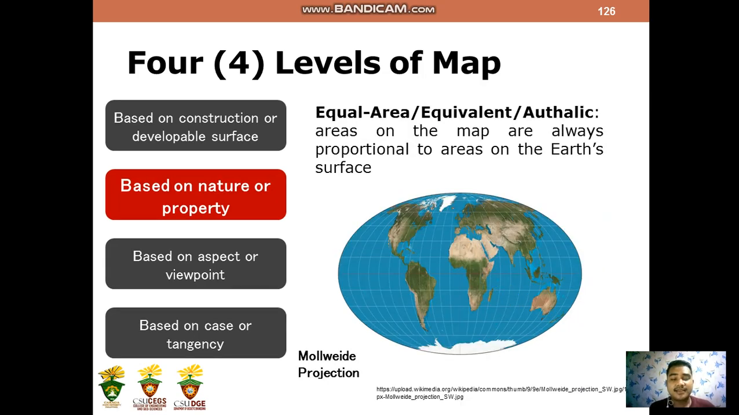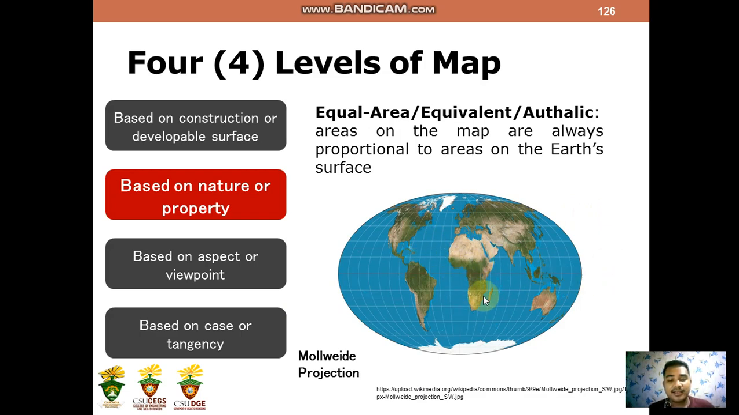Next property is the equal area or equivalent, or what we call orthalic. Areas on the map are always proportional to areas on the Earth's surface. So ang i-preserve niya is ang area. Gineglect niya ang direction, ang form. Kaya ang gusto niya is ang area.